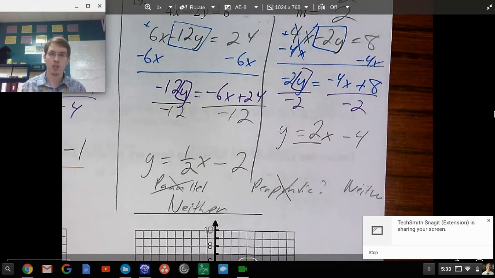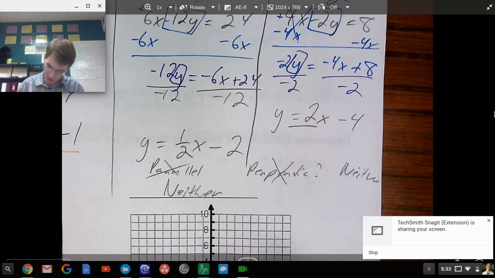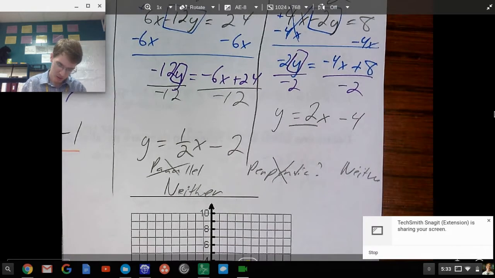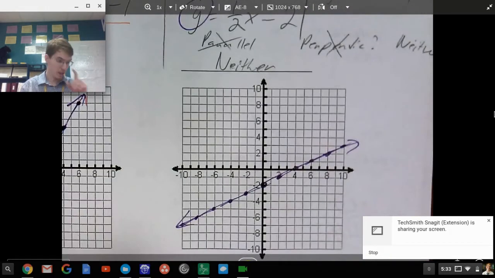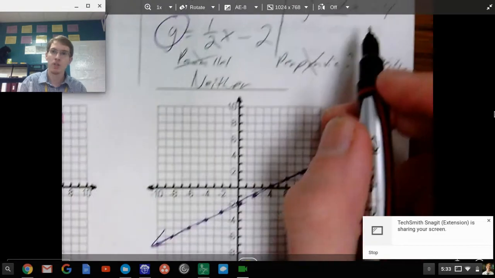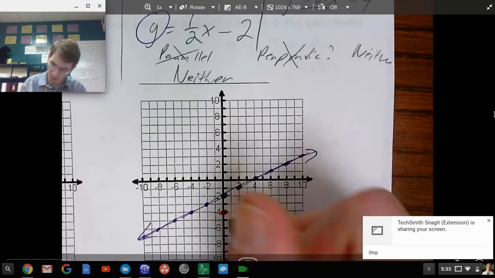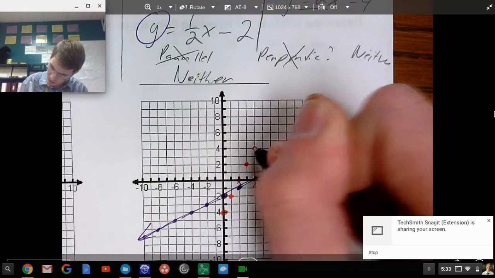All right, well, let's graph these just to make sure. So this one, we already have this. Start at negative 2. So start at 0, negative 2, and it's 1/2, so up 1 over 2, up 1 over 2, down 1 over 2, etc. As you know, I like to put lots of points on there. Okay, so there's my first one. I'm going to try to color code that just a little bit. All right, and our second one, 2x minus 4. I'm going to start at minus 4. It's a positive 2, so I'm going to go up 2 over 1, up 2 over 1, 2 over 1, 2 over 1.